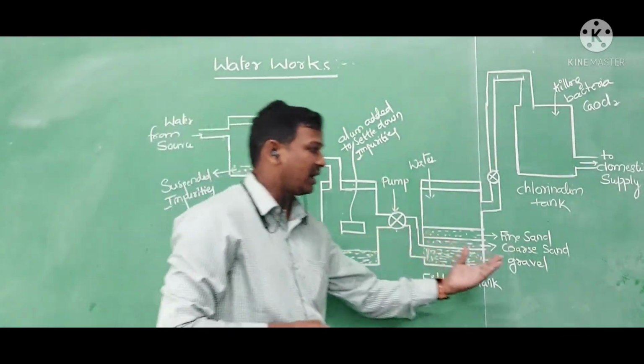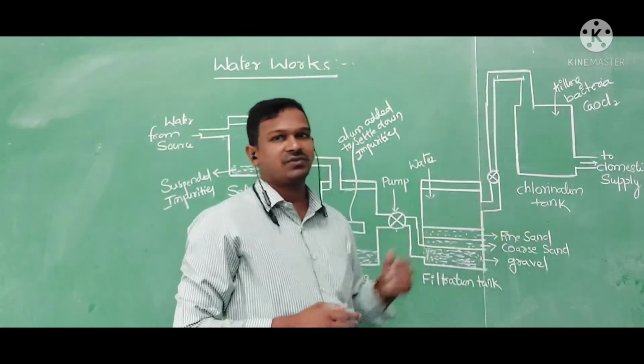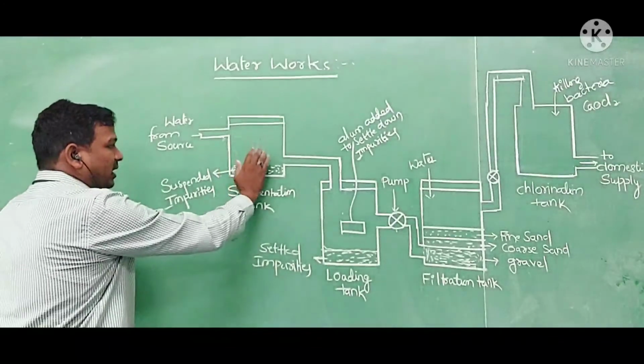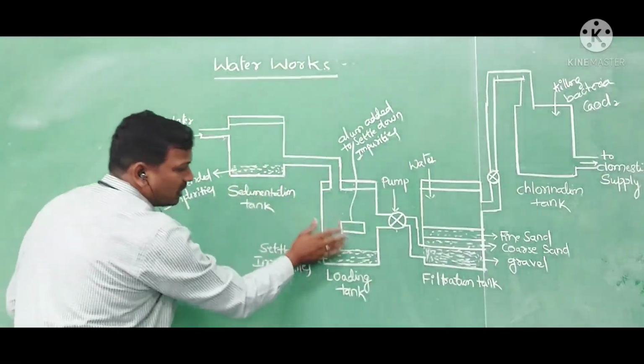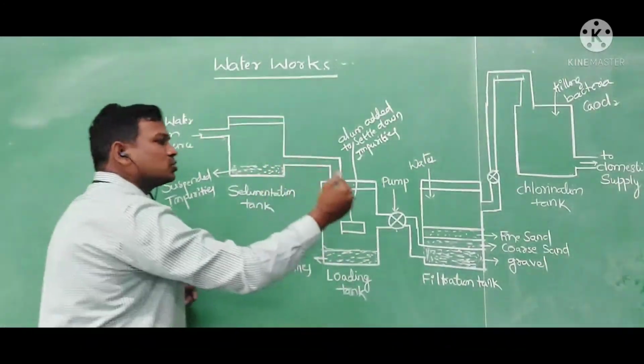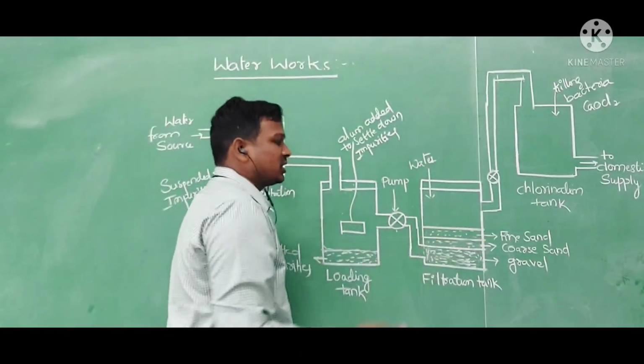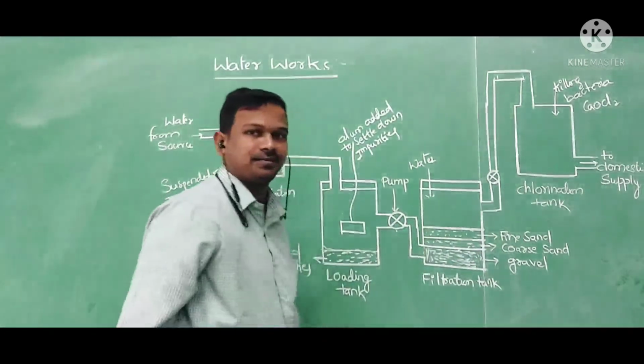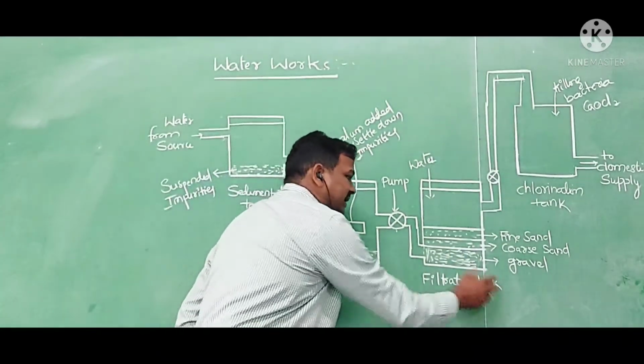Here we are taking gravel, coarse sand, as well as fine sand. The particles or impurities which are denser will stop here, the lower dense ones will be attracted here. Even small particles or small impurities will be stopped by the fine sand, coarse sand, and gravel in the filtration tank.